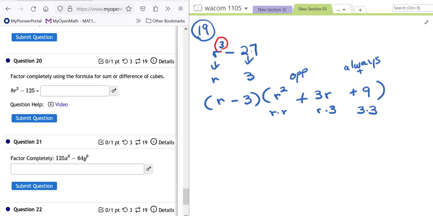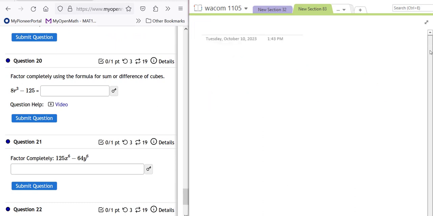All right. For 20. You might think GCF on this one because it has extra number, but it's actually not a GCF.